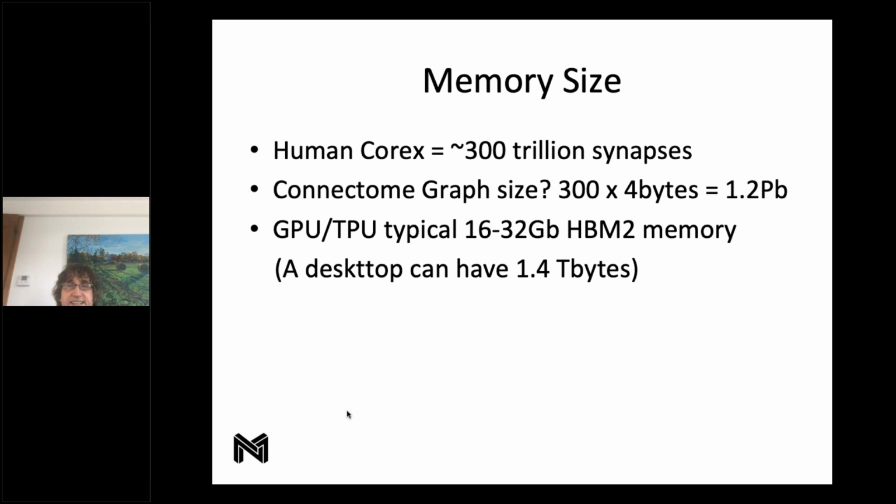And even on a desktop, you have 1.4 terabytes on any desktop you can buy today. You can buy terabytes of memory. So very limited memory on the GPUs or the TPUs, because you have to connect thousands of cores to the same kind of shared memory, and that limits the scalability of your memory.